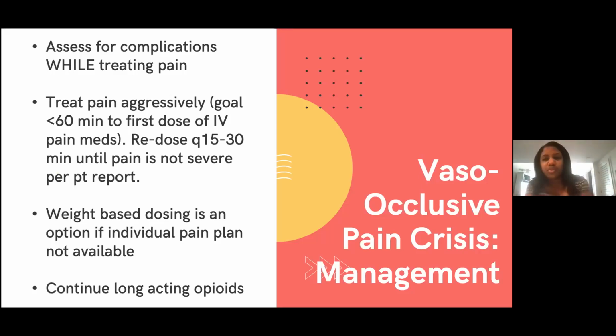And then one little pearl that I didn't realize and discovered when doing the research for this talk was that meperidine should not be used in these patients for pain crises unless it's the only thing that has worked for them in the past, because it can increase their seizure risk.